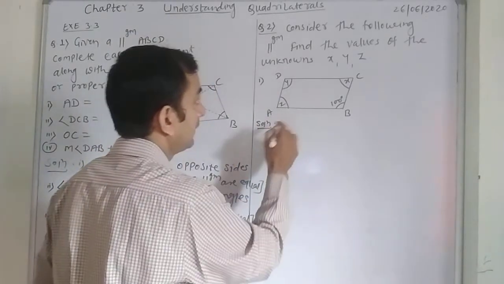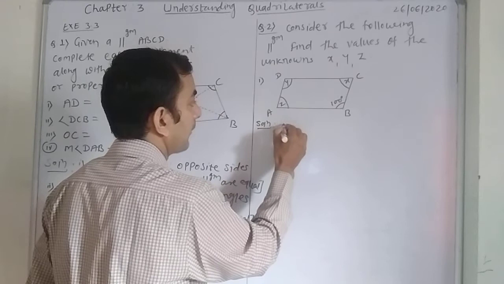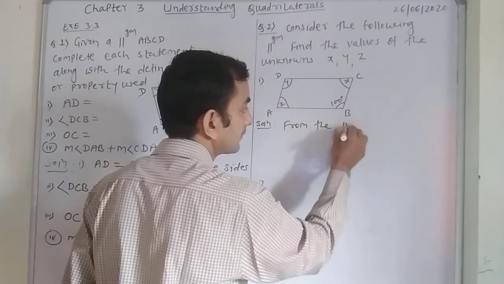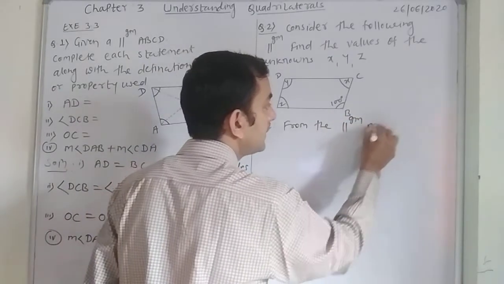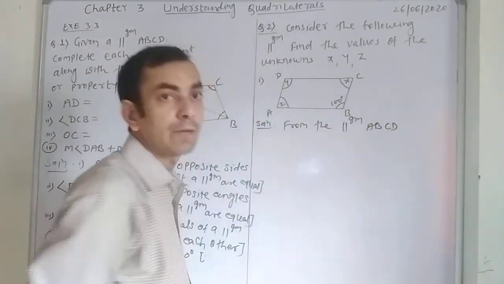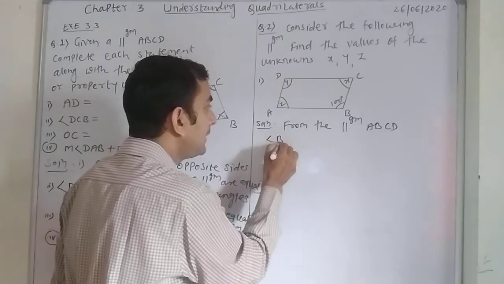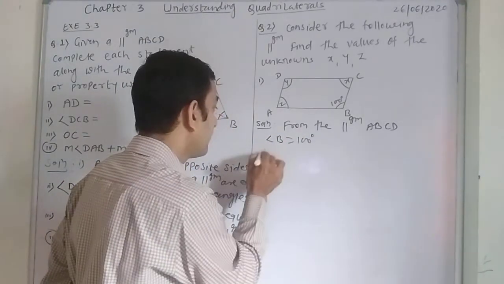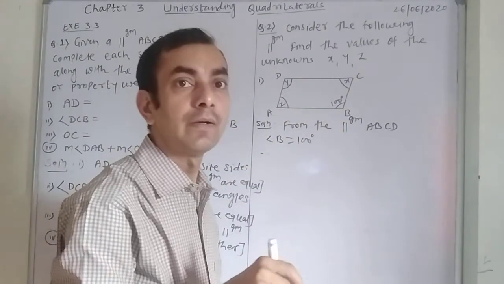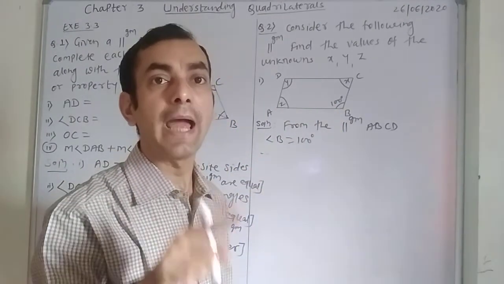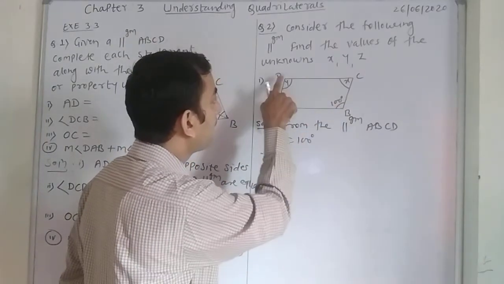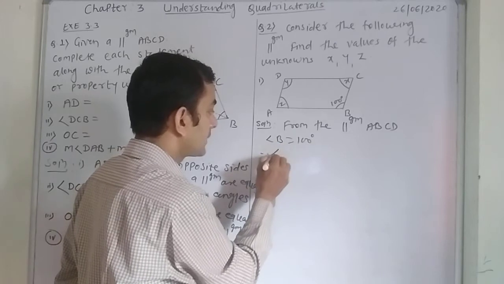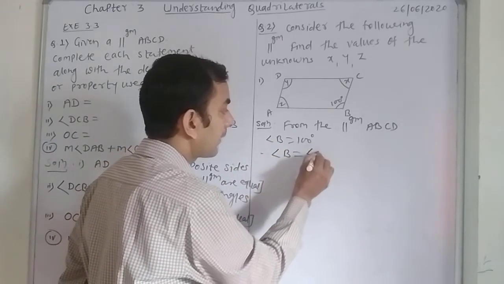That means we have to use the given things from the parallelogram ABCD. This ABCD is a parallelogram. This angle of B equal to this 100 degree. Therefore, this angle of B is 100 given. Again in the parallelogram opposite angles are equal. So opposite to angle B is angle D. Therefore, this angle B equal to angle of D.